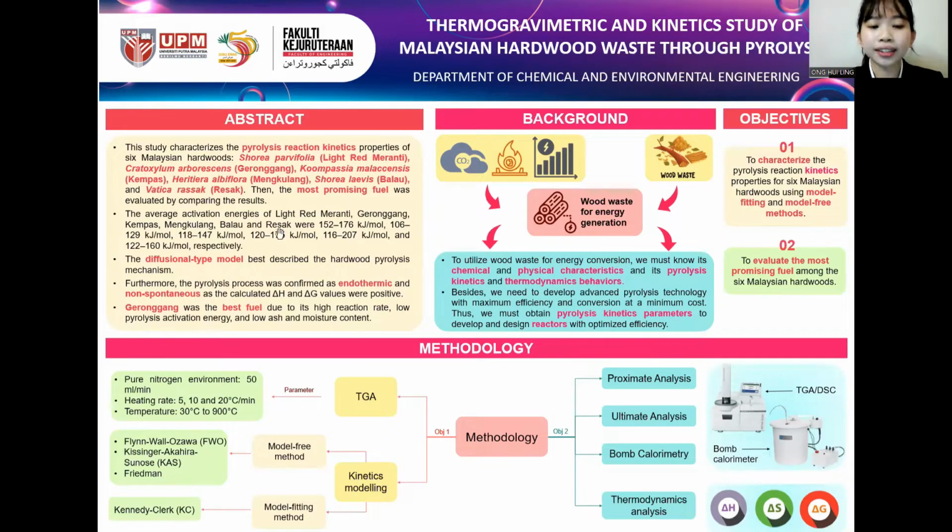The average activation energy of light red melanti, kelongkang, kempas, mengkulang, balau, and resak were 152 to 176 kJ per mole, 106 to 129 kJ per mole, 118 to 147 kJ per mole, 120 to 175 kJ per mole, 116 to 207 kJ per mole, and 122 to 160 kJ per mole respectively.